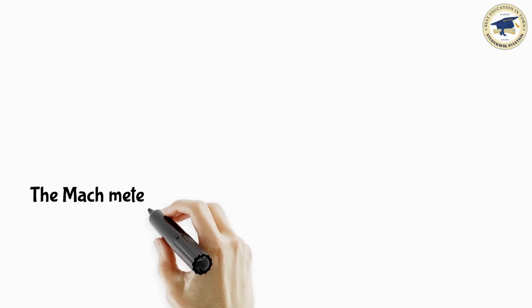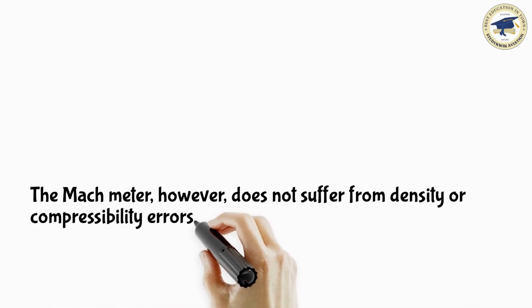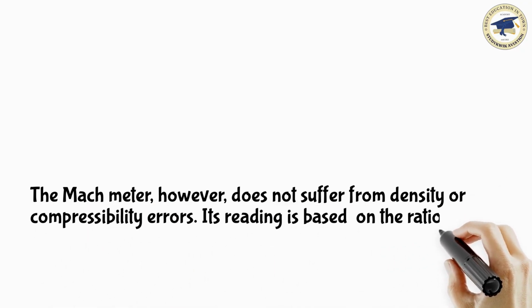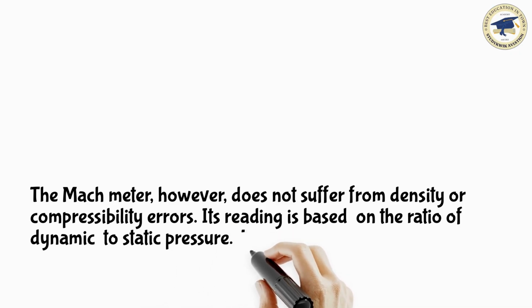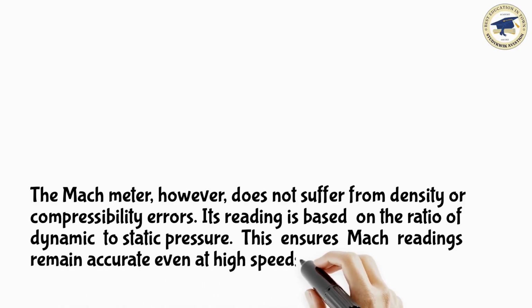The Mach meter, however, does not suffer from density or compressibility errors. Its reading is based on the ratio of dynamic to static pressure. This ensures Mach readings remain accurate, even at high speeds.